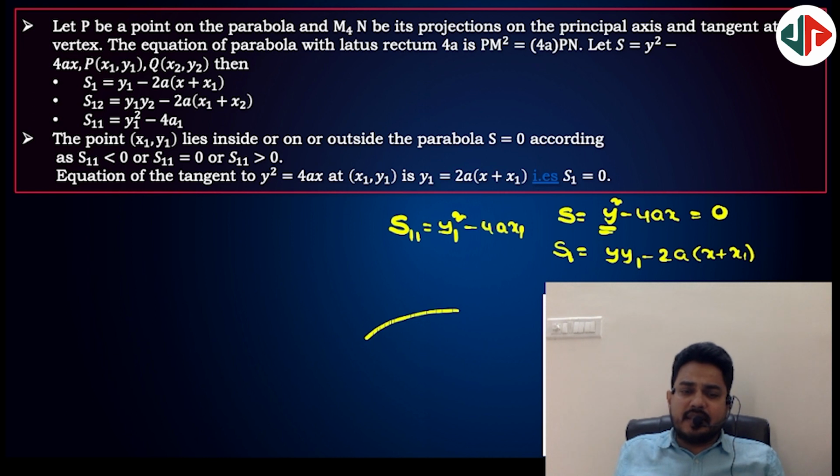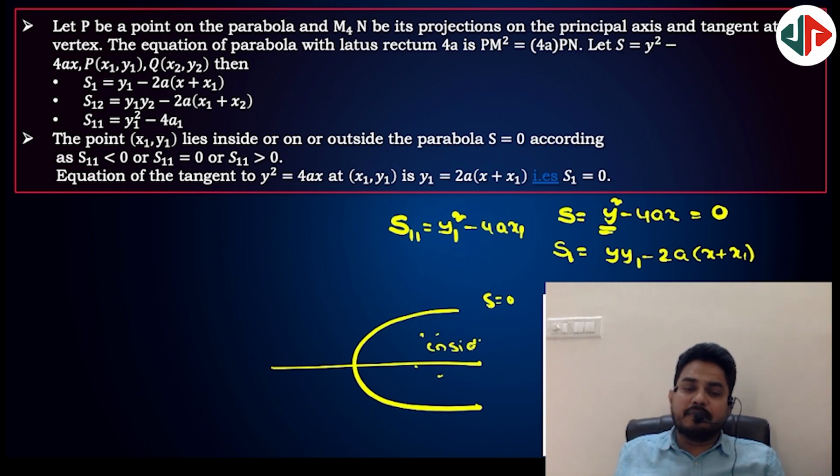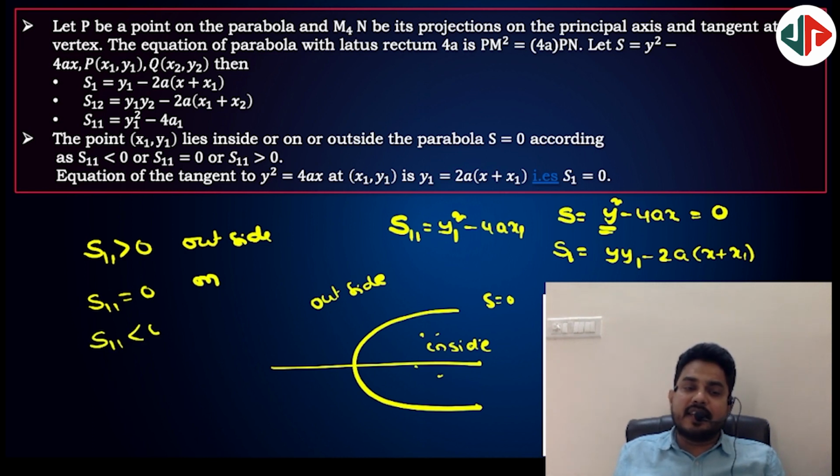If this is the parabola, S is equal to 0, any point here we call inside the parabola. Any point here we call outside of the parabola. How we derive this is: if S11 is greater than 0, outside; S11 is equal to 0, on the parabola; S11 less than 0, inside the parabola.